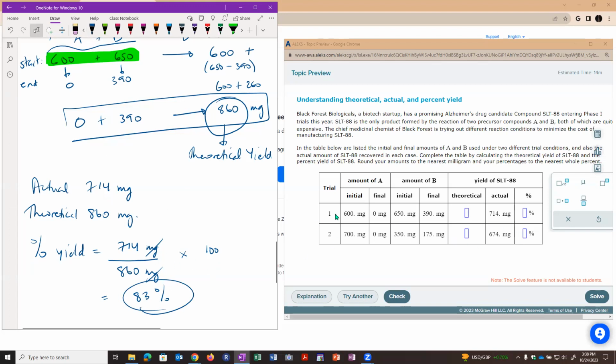So we're going to do the same thing for the second trial, figure out how much of the A and B react together to produce the theoretical yield of the product. We just divide the actual over the theoretical, times by 100, to give us the percent at the end. So we got 860 and then 83, and do the same thing for trial number 2.